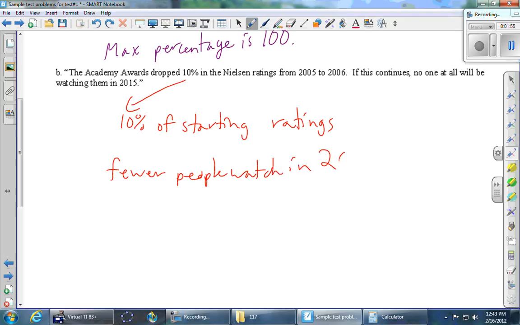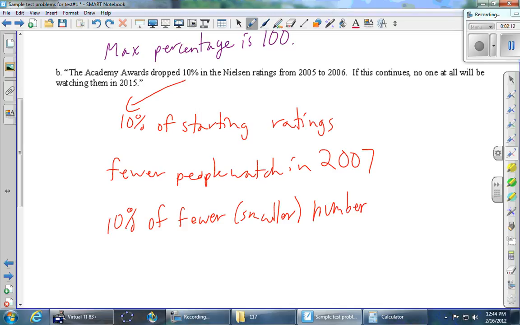Let's say that's in the year 2007, you have fewer people watching than in 2006. And then when you take 10% of this smaller number, 10% of a smaller number is smaller. So it's not like you are losing 1 million viewers this year and then 1 million viewers next year and 1 million viewers every year.